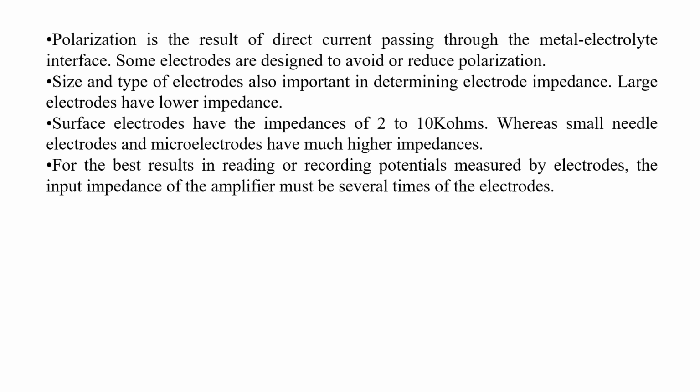Surface electrodes have an impedance of about 2 to 10 kilo ohms, whereas small needle electrodes and microelectrodes have much higher impedance. For the best result in recording the potential measured by the electrodes, the input impedance of the amplifier must be several times that of the electrode. And this is all about the measurement of biopotential using two electrodes.